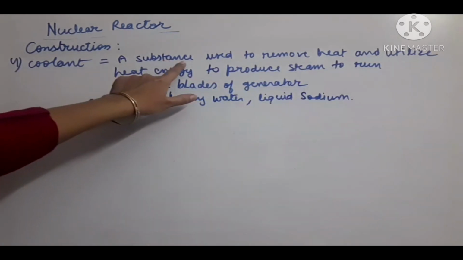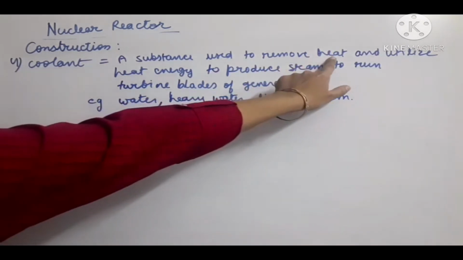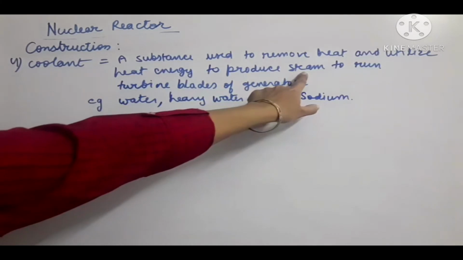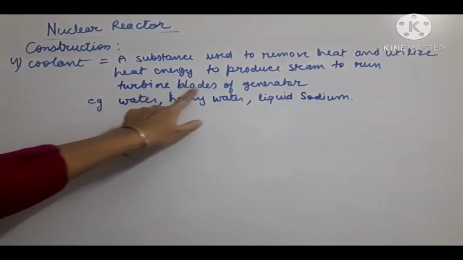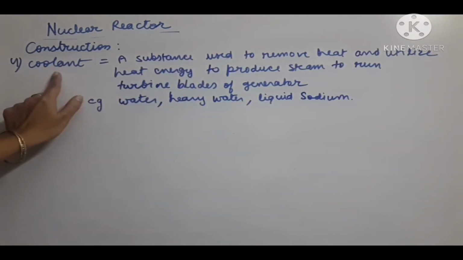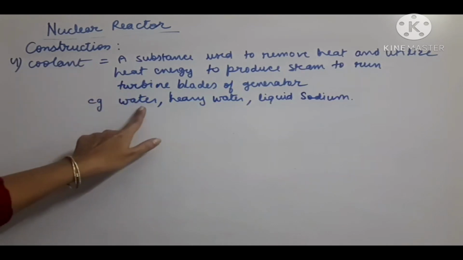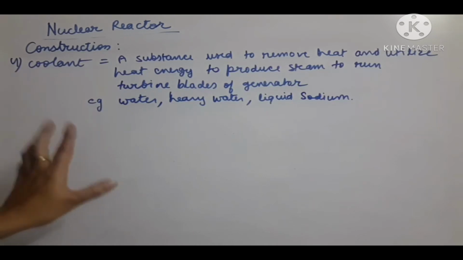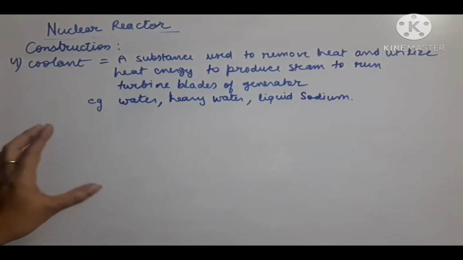A substance which is used to remove heat and utilize this heat energy to produce steam, so as to run the turbine blades of the generator, that substance is called the coolant. That means we have to convert that heat energy into steam so that the steam can run the blades of the generator. So water, heavy water and liquid sodium are coolants. Now let us understand the detailed working with the help of the diagram in the next sheet.